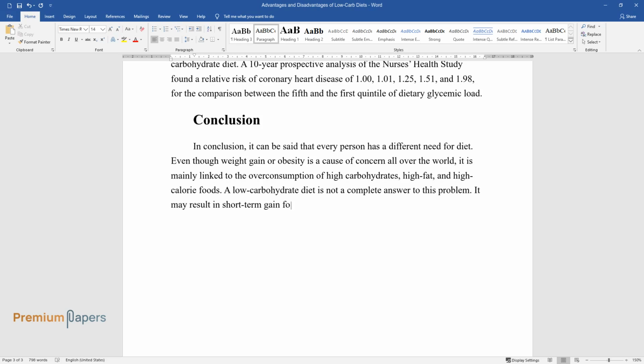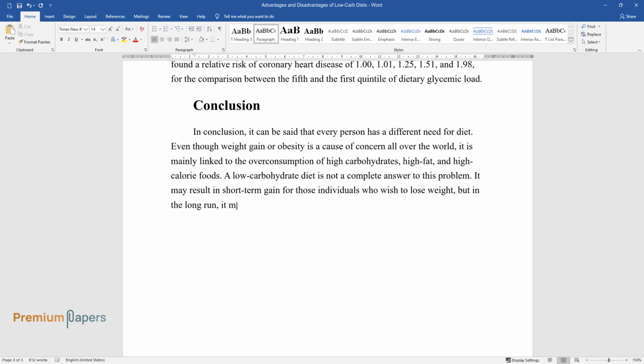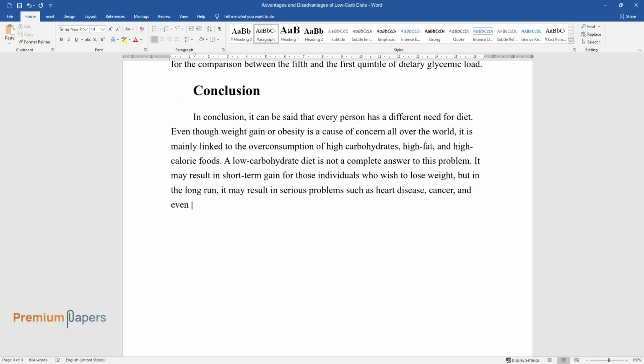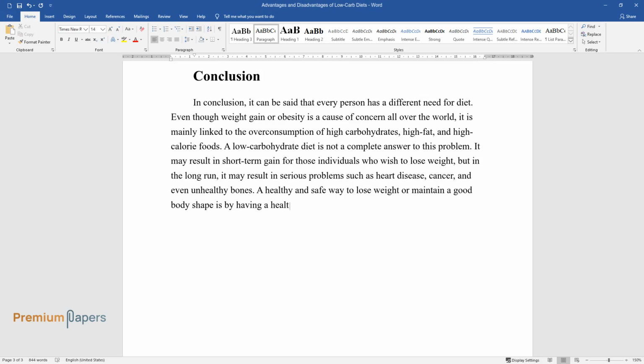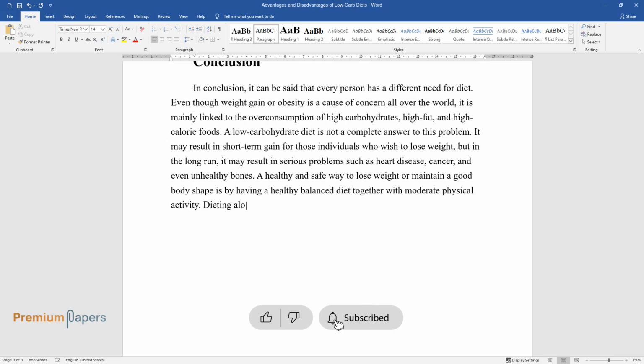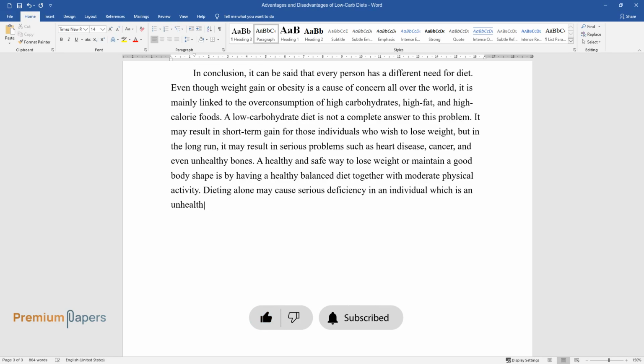It may result in short-term gain for those individuals who wish to lose weight, but in the long run, it may result in serious problems such as heart disease, cancer, and even unhealthy bones. A healthy and safe way to lose weight or maintain a good body shape is by having a healthy balanced diet together with moderate physical activity. Dieting alone may cause serious deficiency in an individual, which is an unhealthy practice.